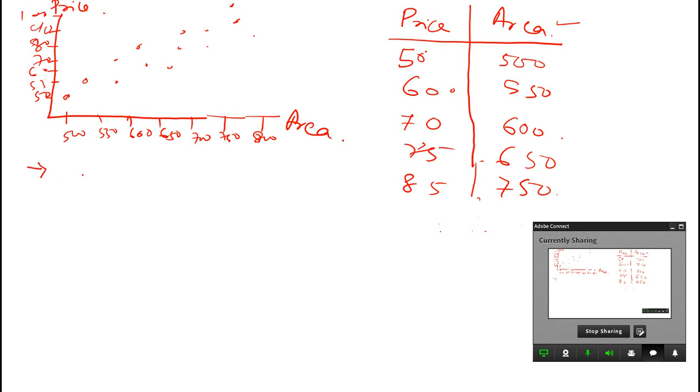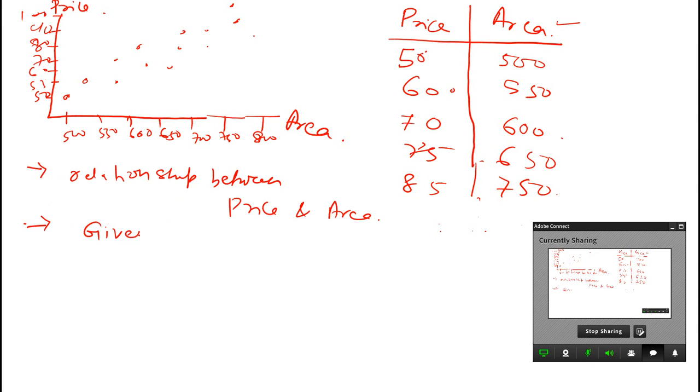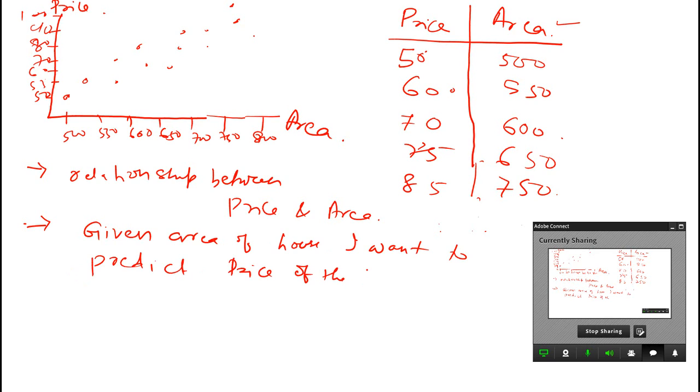First, the relationship between price and area. So that's the first question I have. The second question I want to know is, given the area of a house, I want to predict the price of the house. Okay. And yeah, so these are the two things I would like to know.